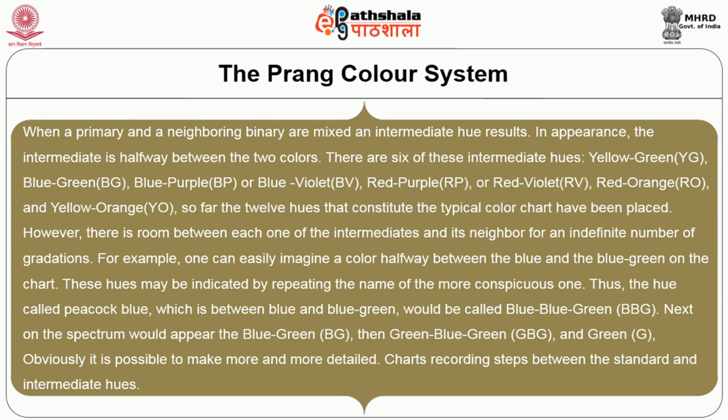So far, the typical color chart has been explained. However, there is room between each one of the intermediates and its neighbor for an indefinite number of gradations. For example, one can easily imagine a color halfway between the blue and the blue-green on the chart. These hues may be indicated by repeating the name of the more conspicuous one. Thus, the hue called peacock blue, which is between, we call blue-blue-green. Next on the spectrum would appear the blue-green, then green-blue-green and green. Obviously, it is possible to make more and more detailed charts recording steps between the standard and intermediate hues.